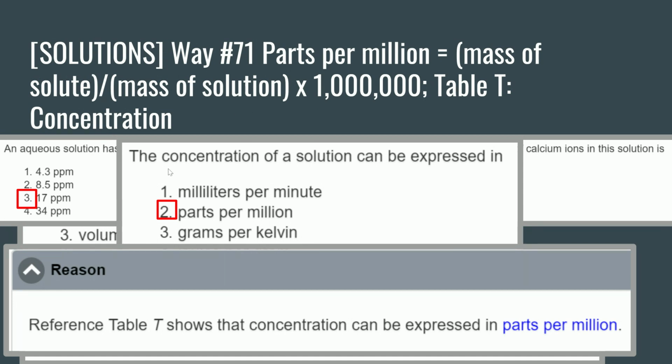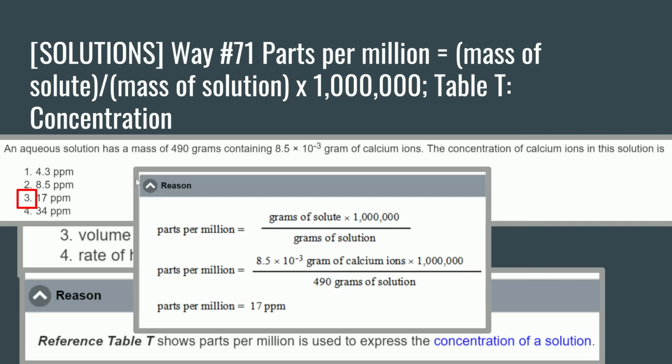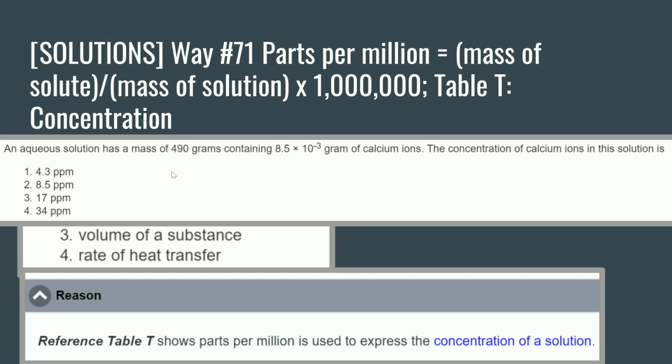Be sure to note what's given in the problem. You should always be given a solution's mass or the mass of the solute to find parts per million, or you may be given the concentration, and one of these two values will be given, and you have to solve for the unknown.